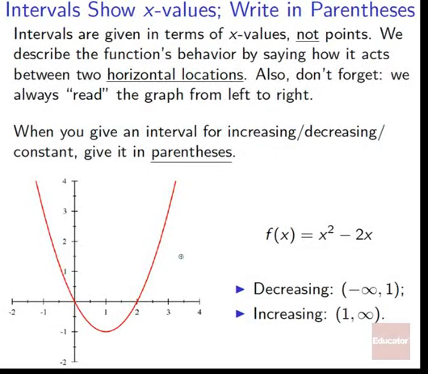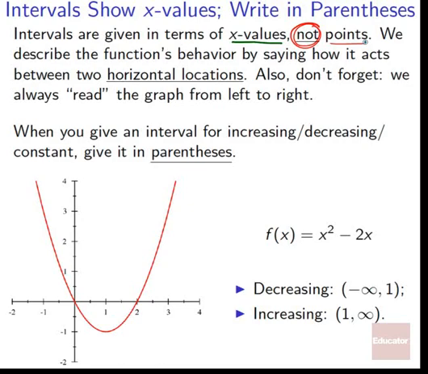All right. Intervals show x values. For our intervals of increasing, decreasing, constant, remember, we're giving intervals in terms of the x values. It is not the points. We describe the function's behavior by saying how it acts between two horizontal locations. So we're saying between -5 and -3 horizontally. It's not the point (-5, -3). It's between the locations -5 and -3. And don't forget, we always read from left to right. So it's reading from left to right as we go from -5 up until -3.